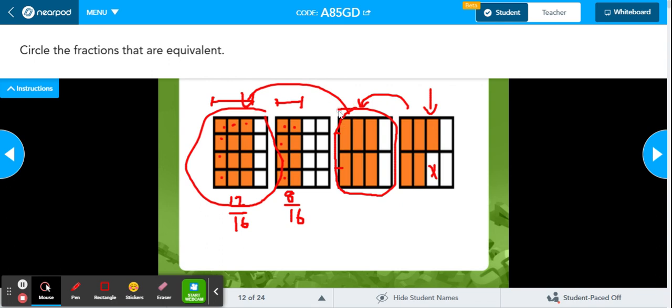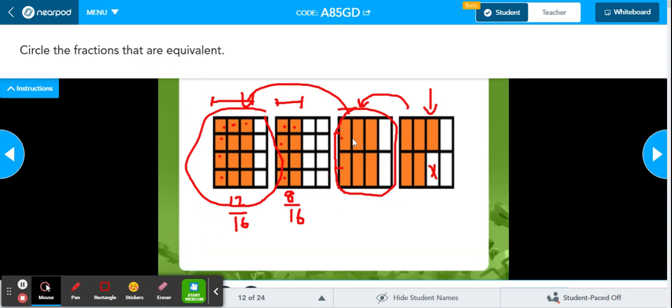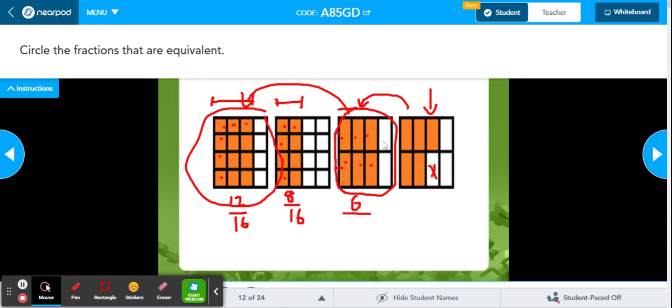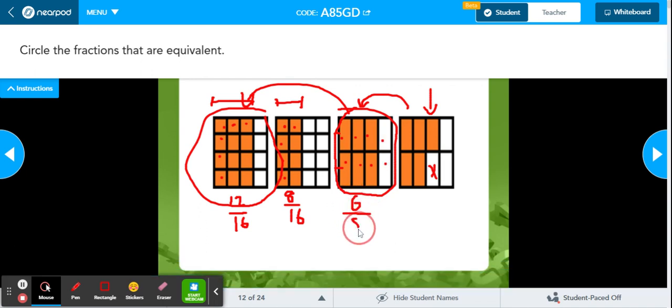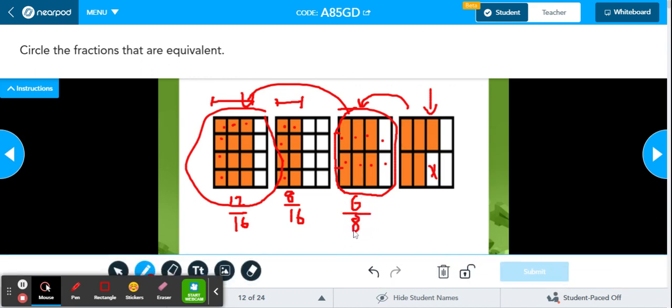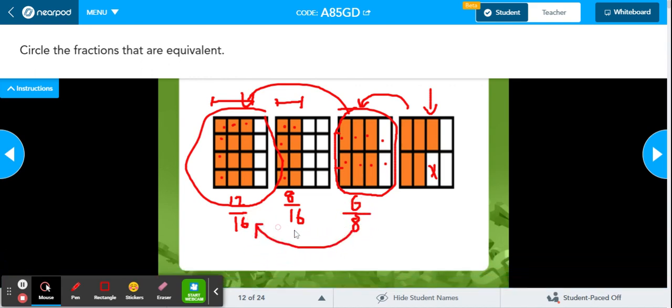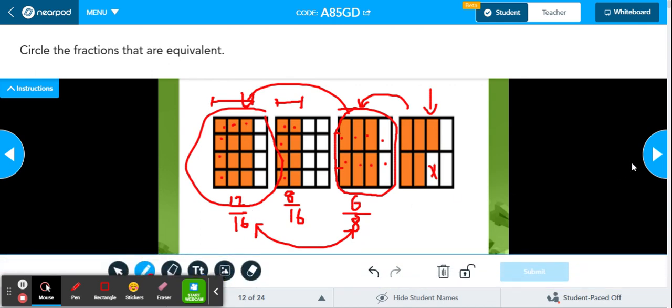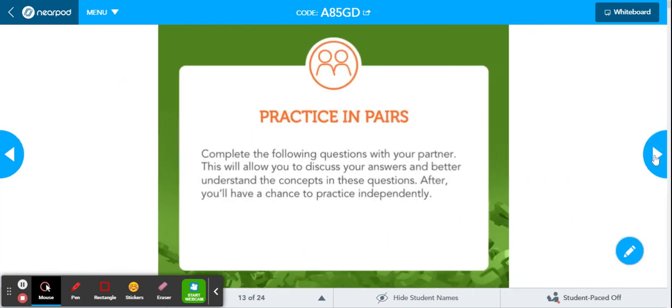And we'll work on doing this mathematically as well. This is actually 1, 2, 3, 4, 5, 6 pieces. So that's my numerator, 6 out of a total of 8. So we can see in the model and in the fraction itself that those two are equivalent. 12/16 is equivalent to 6/8. So you'll have a few of those to practice.